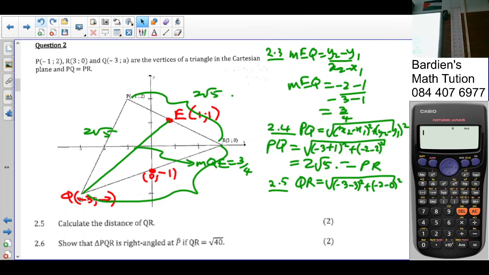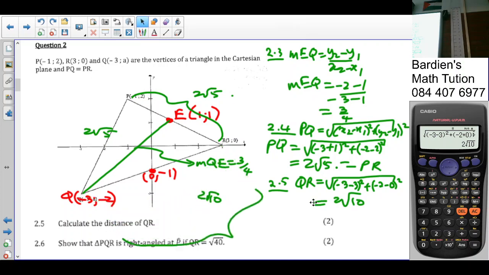Okay, so that gives us 36 plus 4 is 40. So it's going to be 2 root 10, if I'm not mistaken. It's always better to check. So it's going to be negative 3 minus 3 squared plus negative 2 plus 0 squared. That gives 2 root 10. You can see this diagram is populated a lot. As you can see, I'm populating the diagram all the time.